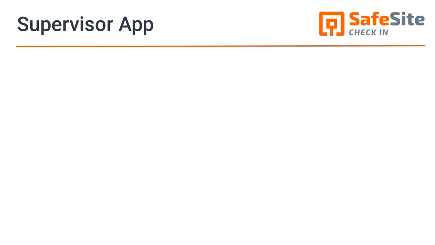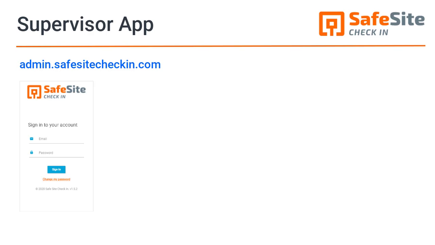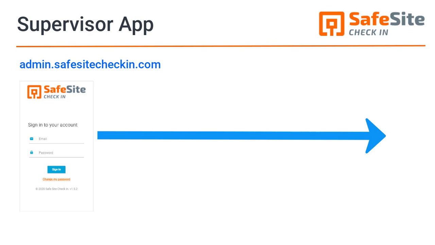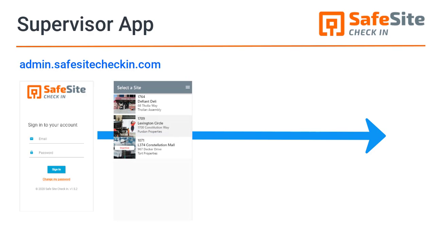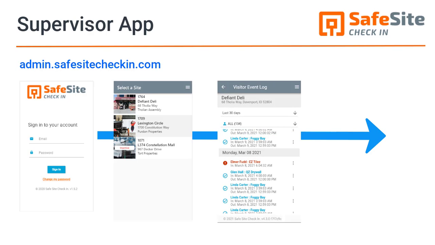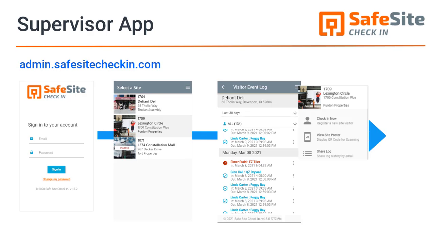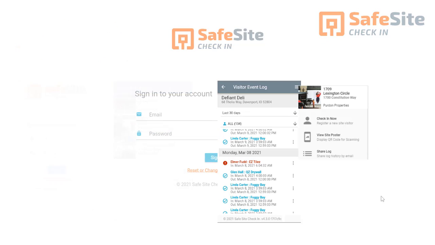The Supervisor app is used by entering the admin.safesitecheckin.com address into a web browser. Users defined with the supervisor or host roles provide their email and password to access the app, where they see a list of one or more sites they are granted to see by system administrators and access a catalog of analytic reports and dashboards. Selecting a site lets the user see the check-in event history for the site. The page also has options to check into the site, view and download the QR code poster, and share the site event log with others.